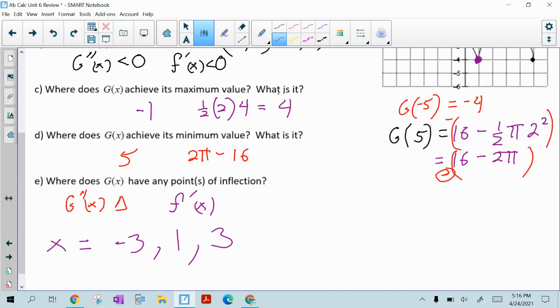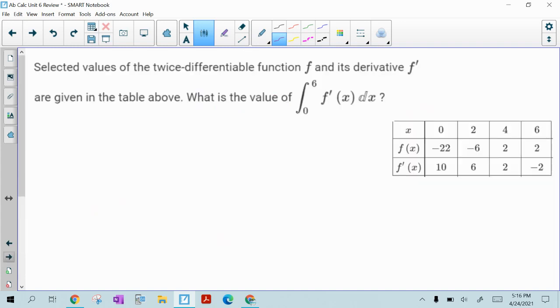Okay, still rolling. Here we go next. Selected values of the twice differentiable function as derivative f prime are given in the table. What is the value of this? Okay, now we're going to go to the first fundamental theorem of calculus part 2. How do you go about doing that? Well, remember, this is an integral, this is a derivative, okay?